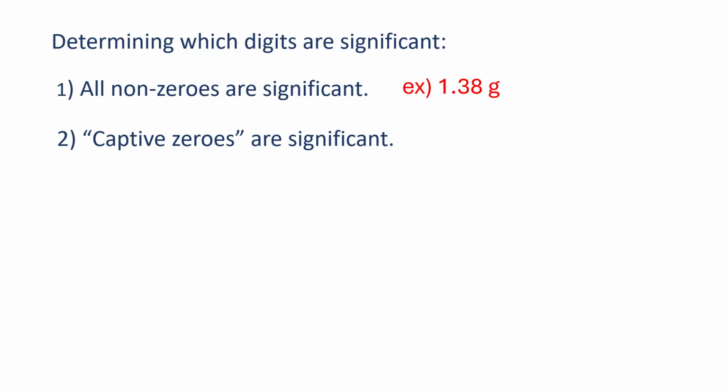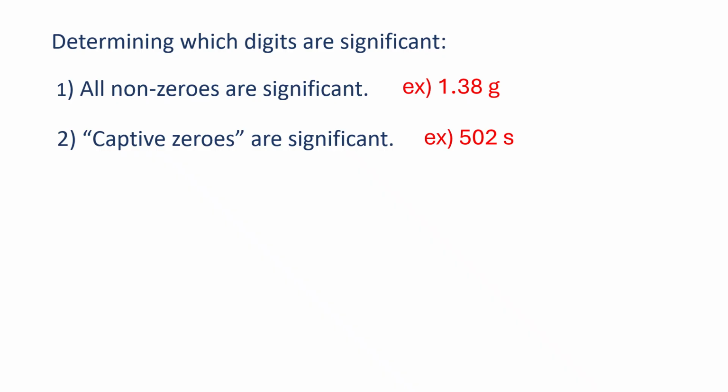Another rule is if we have captive zeros, they are significant. And a captive zero would be like the zero in between the 5 and the 2 in the number 502 seconds. So captive zeros exist in between the non-zeros. So this number also has 1, 2, 3 significant figures.